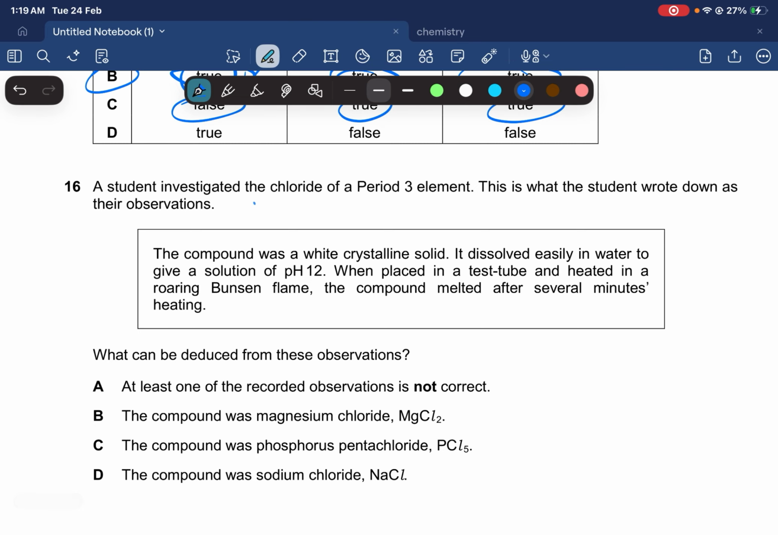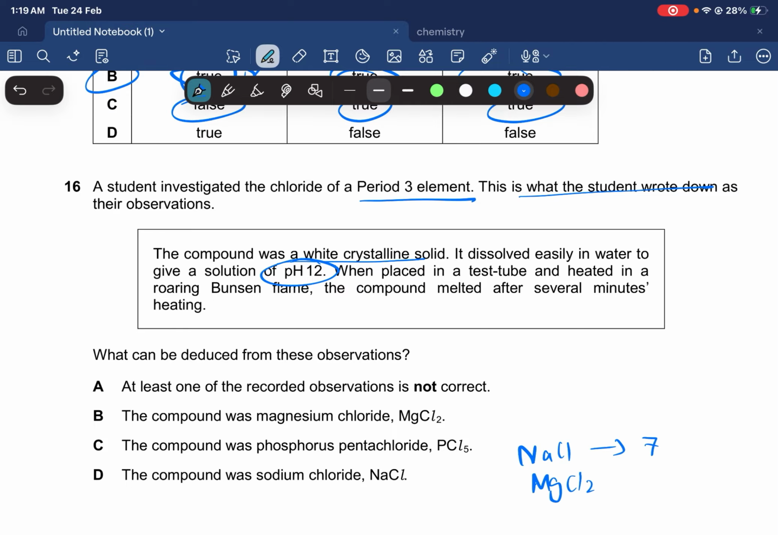A student investigated the chloride of a period 3 element. This is what the student wrote down as the observations. A compound was a white crystalline solid. It dissolved easily to give a solution of pH 12. There's no chloride in period 3 that gives pH 12 in water. Sodium chloride is going to give pH 7.